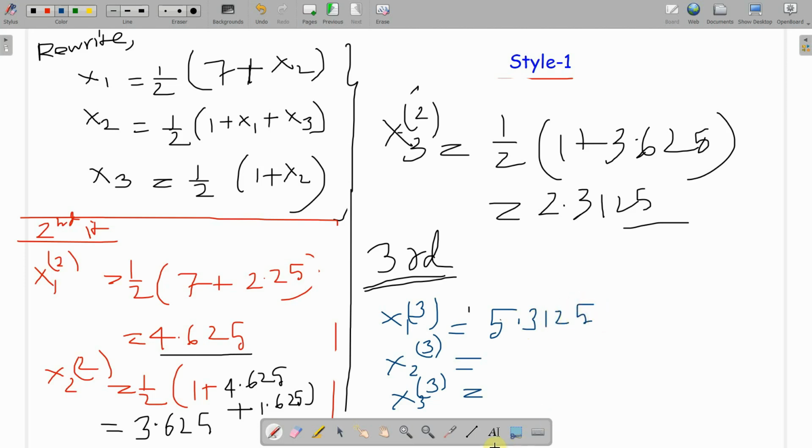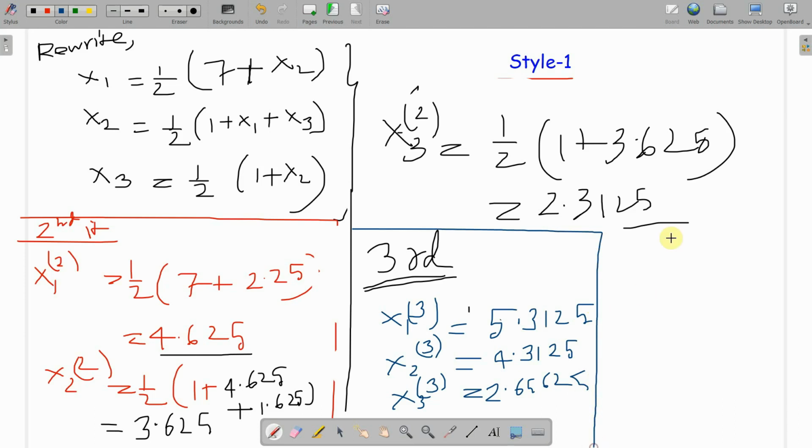Okay, and x2 is 4.3125, and x3 is 2.65625. Great. So that's what comes from the third iteration, and so on. You'll be able to calculate the fourth, fifth, and sixth or seventh. So it will be converging around the seventh iteration.